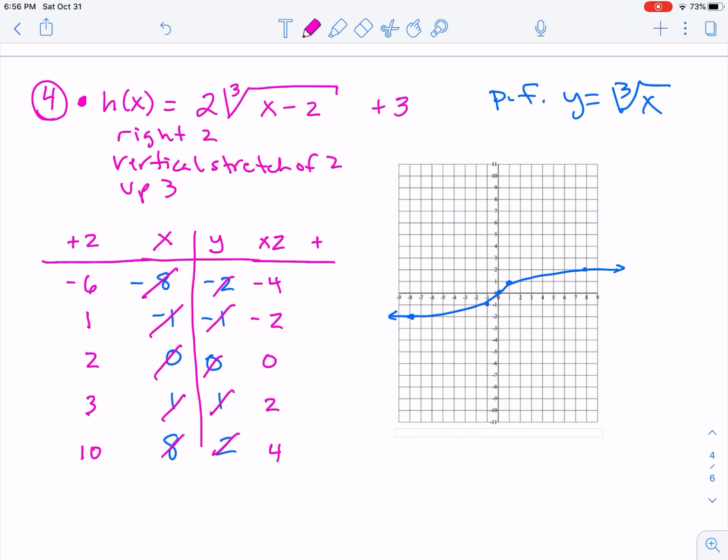Now I'm going to go up 3. I'm going to add 3 to the y values. -4 plus 3, -1. -2 plus 3, 1. 0 plus 3, 3. 2 plus 3, 5. 4 plus 3, 7. Gives me my new coordinates.